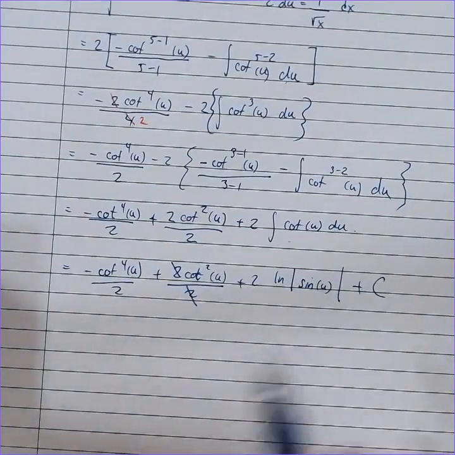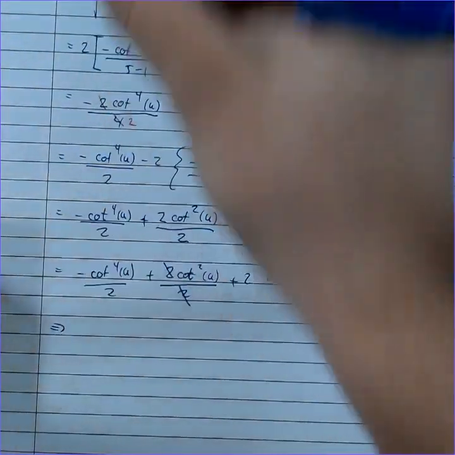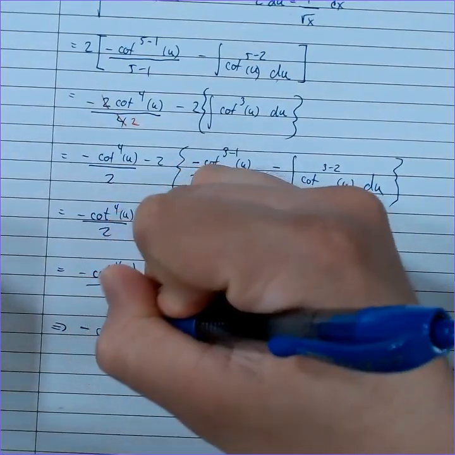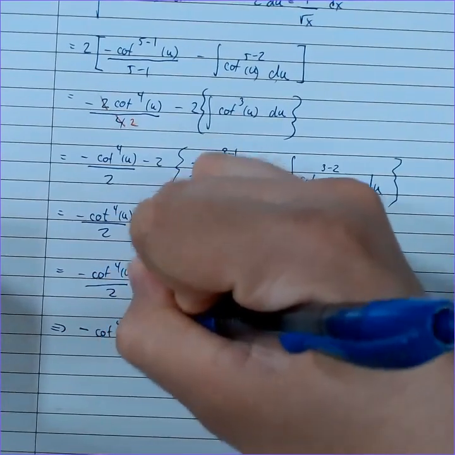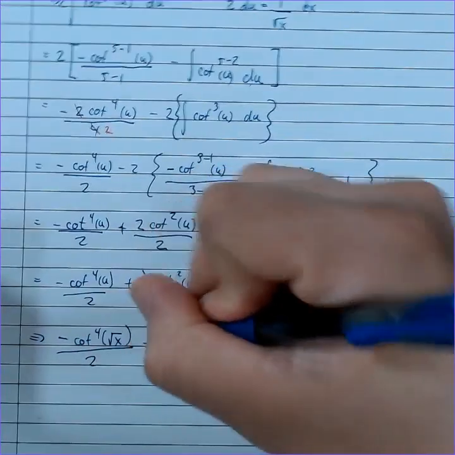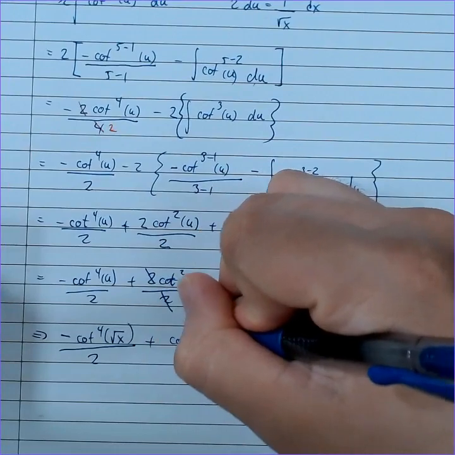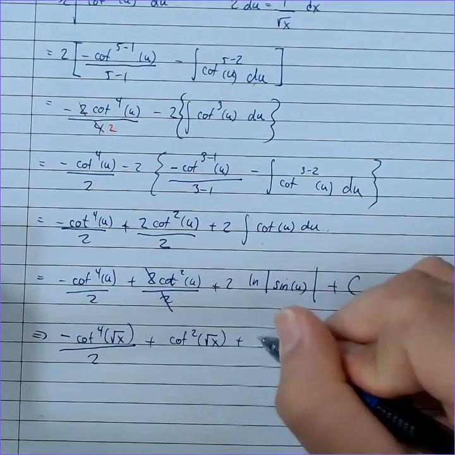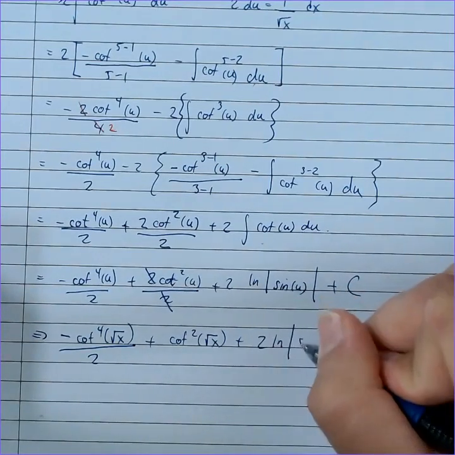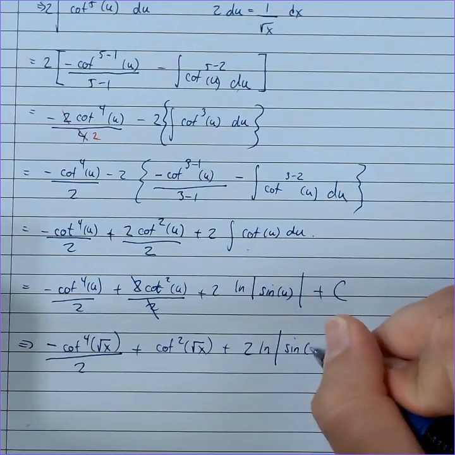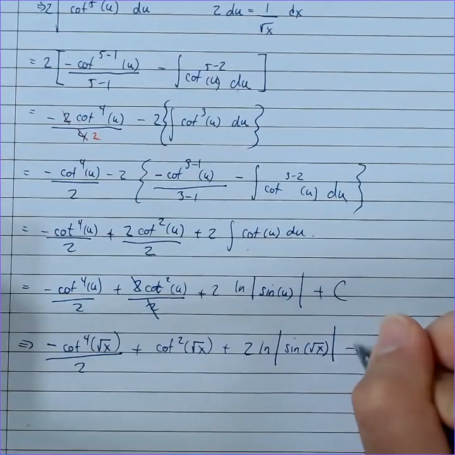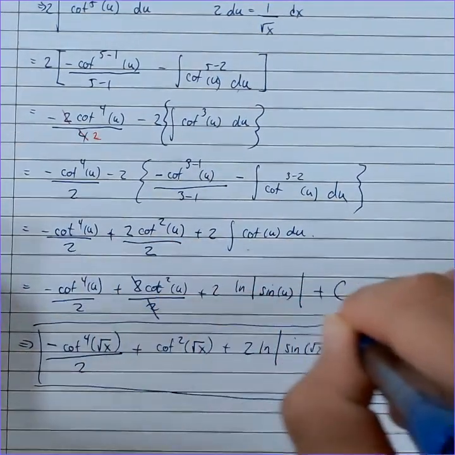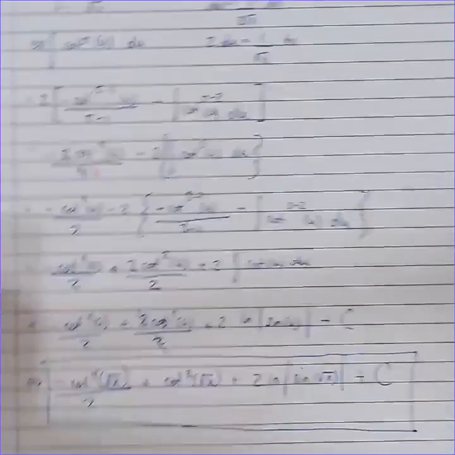So this can be back substituted to give us negative the cotangent to the fourth of the square root of x over 2, plus cotangent squared of the square root of x, those 2's are gone, plus double the natural log of the absolute value of the sine of the square root of x, plus some constant of integration. And there we go.